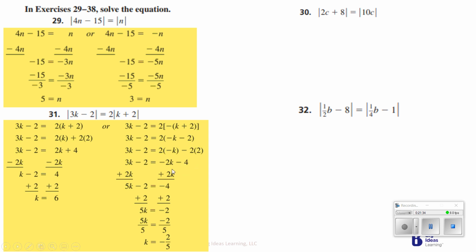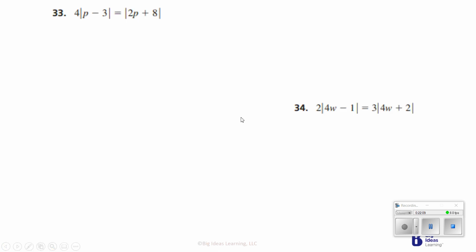Now when we combine like terms and we add 2k to both sides, we're going to get a 5k, right? This time we're adding 2k instead of taking away, so we get 5k. And then minus 2 equals negative 4. We're going to just combine like terms. We'll get rid of the negative 2 by adding 2 to both sides. That brings the 5k down, and negative 4 plus 2 is negative 2. When we get rid of our coefficient, leaving our variable, we're dividing by 5, our answer would be negative 2 over 5. Again, 2 answers. 30 and 32 are yours.